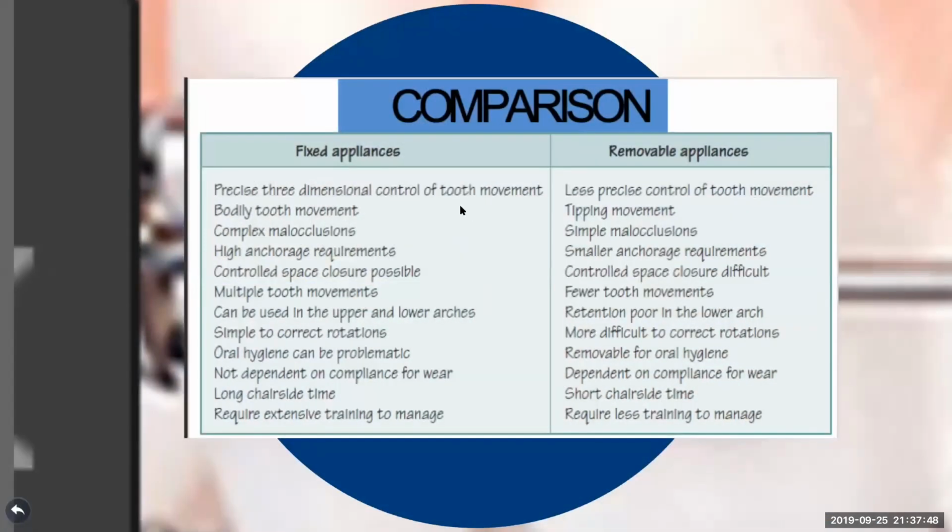Increase. So if we compare the fixed appliances with the removable appliance, the removable appliance gives less precise control of the tooth movement. However, with the fixed appliances, we have very precise, good three-dimensional control of the tooth movement. Here we can do bodily tooth movement, and complex malocclusion can be treated as compared to the removable appliance. Only a simple malocclusion can be treated, but however, it's a very cheap appliance.